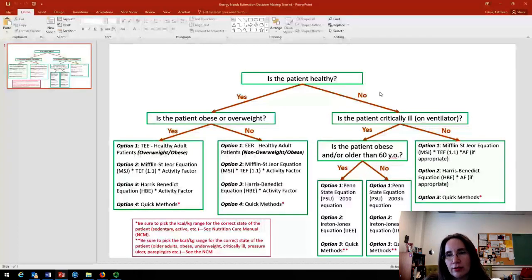And if they're not critically ill, it's really not clear, they're just ill in the hospital, what methods you need to use. But you could use Mifflin St. Jeor, you could use Harris-Benedict, you could use World Health Organization. But that's how you make those decisions.